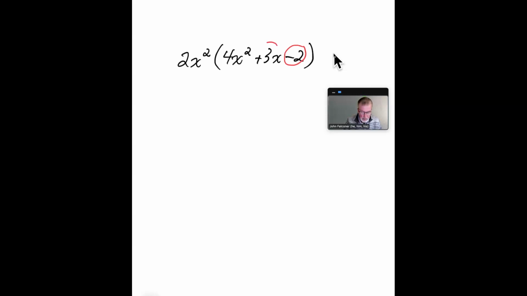Look at this subtraction symbol as just a sign on the number, and this first one will be positive 4x squared. But when you have a negative monomial that you're distributing over these elements, you might want to write in the signs just to help remind yourself what the sign of the number is. So the first one, we have 2x squared times 4x squared.